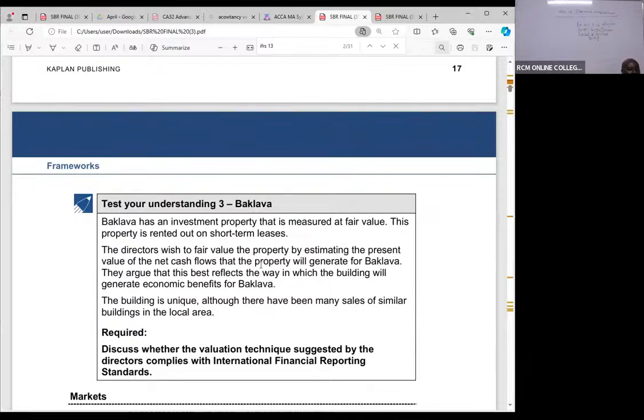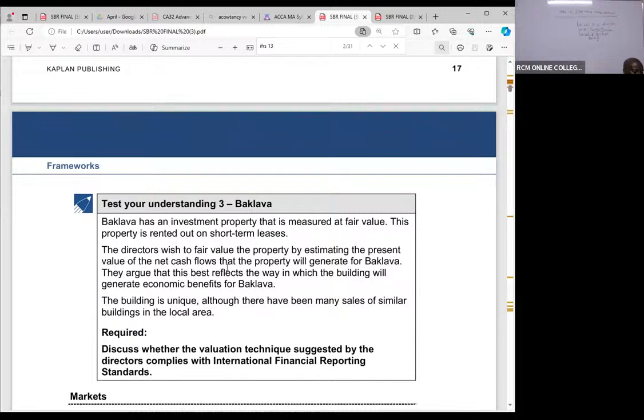Buildings in this case that have got nothing similar to compare to. But if you look at this very well here, the building is unique, although there have been many sales of similar buildings in the local area. So these guys here should have fetched level 2 inputs, similarity. This one in paragraph 2, ladies and gentlemen, is level 3, where basically you've got nothing similar to this.